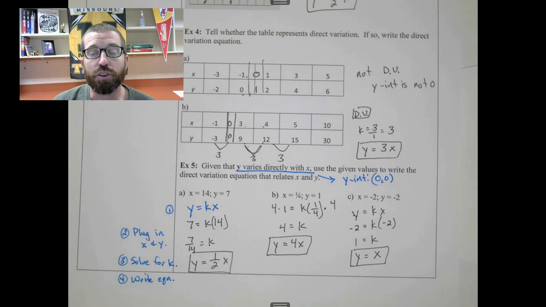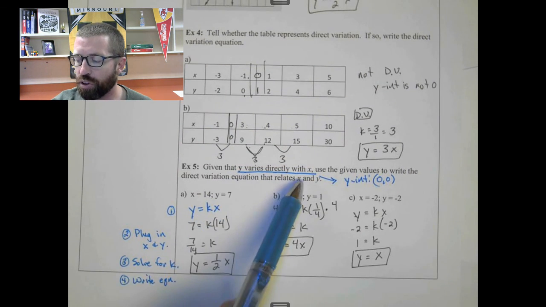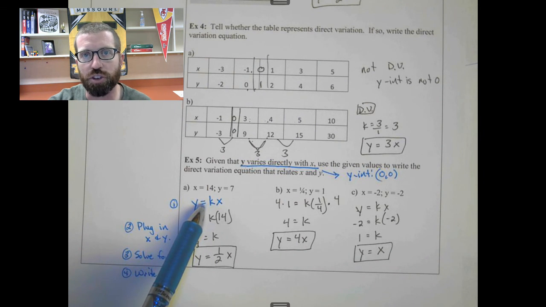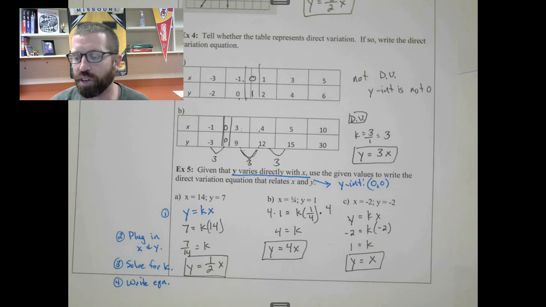Okay, good luck with direct variation. Once again, work to memorize: if y varies directly with x, use y is equal to kx. That's very key that you know that. That's kind of your base, just like this is the definition you need, and everything else builds on that definition.